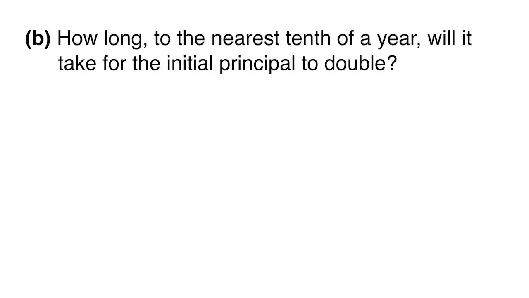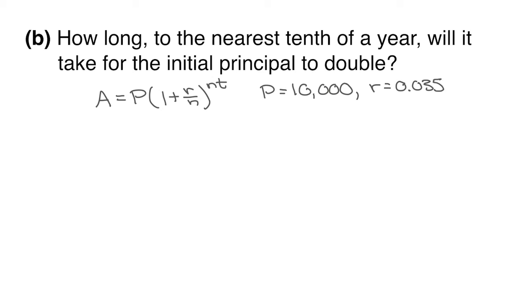B, how long to the nearest tenth of a year will it take for the initial principal to double? Once again, we'll need the compound interest formula. So we'll recall that that is A is equal to P times the quantity 1 plus R over N raised to the NT. The principal, P, is still 10,000. The rate is still 0.035, and we are still compounding quarterly, so N is equal to 4.